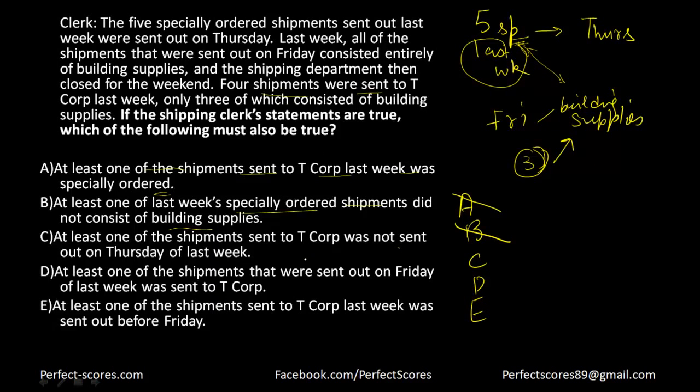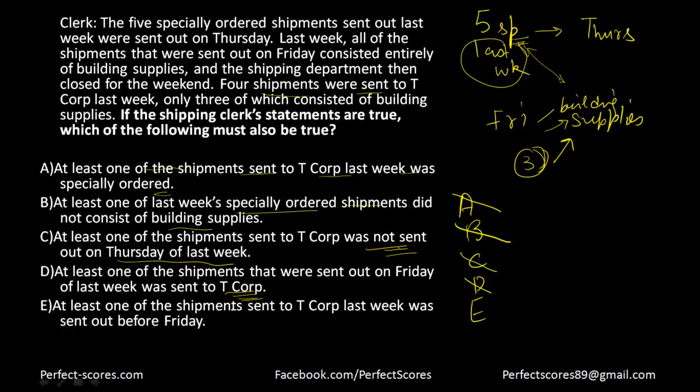Now those building supplies could have been shipped out on Monday as well, on Tuesday, Wednesday, Thursday even, and Friday will definitely on Friday everything consisted only of building supplies. So that means C is also incorrect because we do not have information of not sent out on Thursday of last week. D says at least one of the shipments that was sent out on Friday of last week was sent to T-Corp. Again, we do not have information whether T-Corp got the shipment of these building supplies or not.